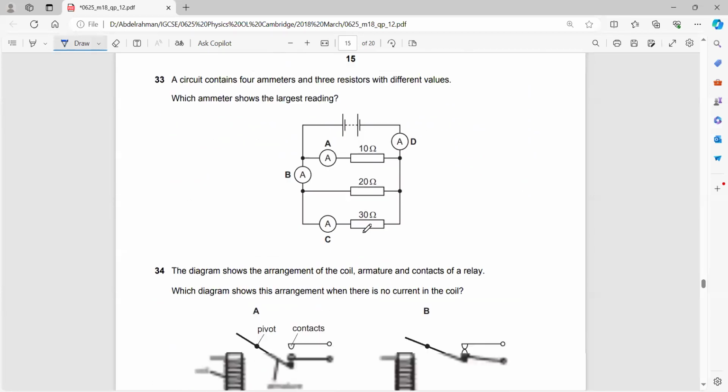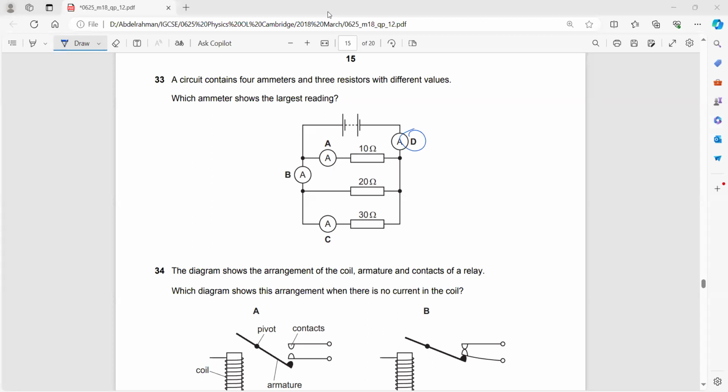Question 33. This is easy, very easy actually. Which ammeter shows the largest reading? Yalla, this is very easy, honestly. D, definitely. It has to be D.